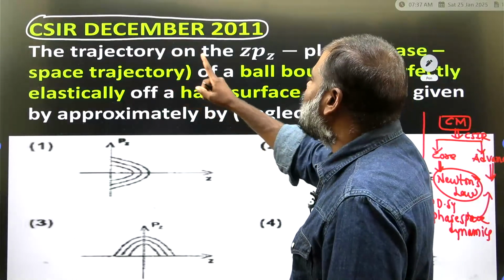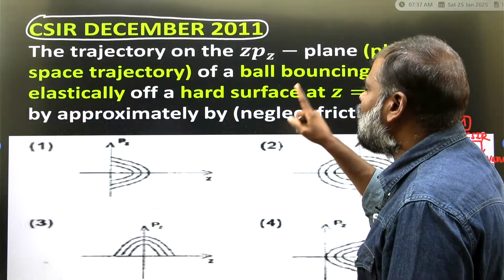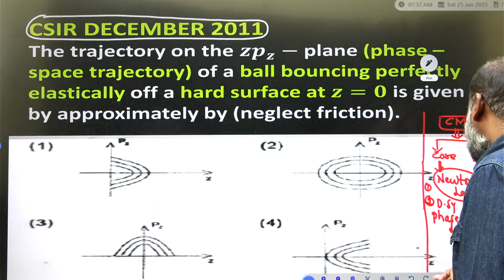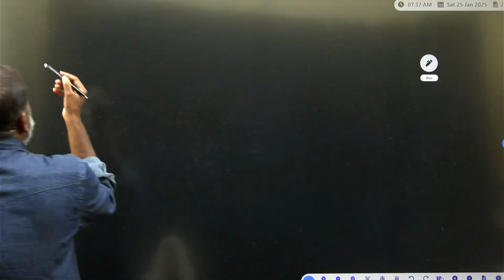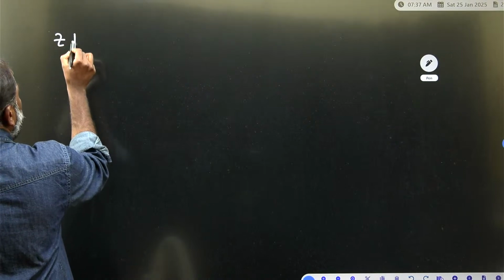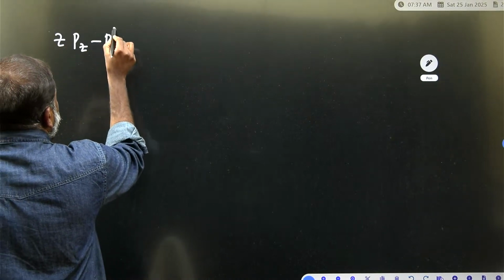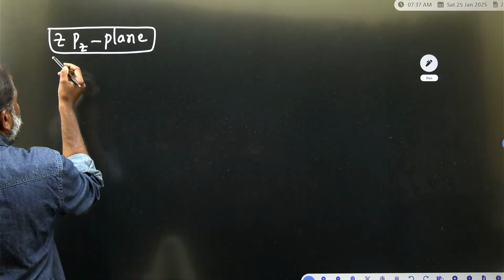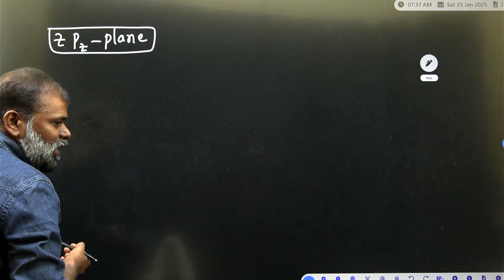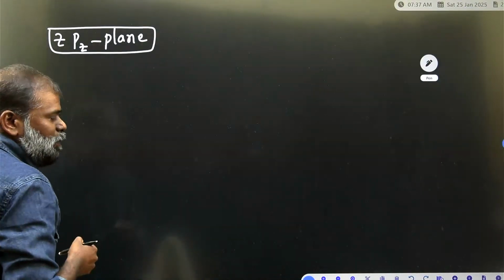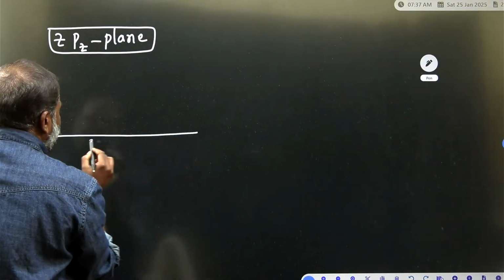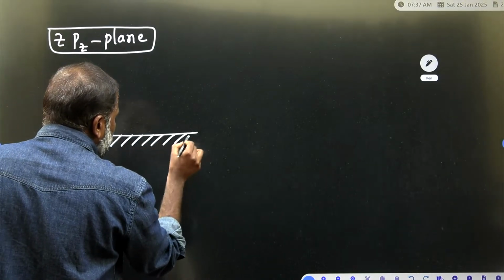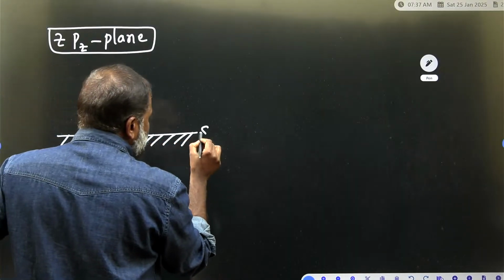In CSIR December 2011, the question says the trajectory on the z-pz plane. So there is a z-pz plane, and we have to calculate the trajectory on it. Clear? I am considering a z-pz plane. Now, on the surface, consider this is the surface of the z plane.